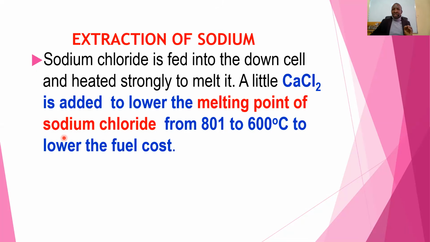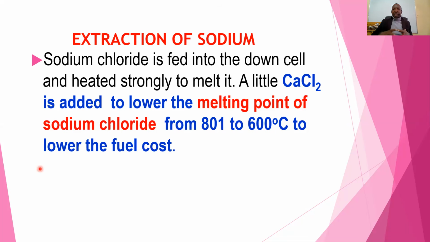So during the extraction of sodium, the sodium chloride is fed to the Downs cell, and it is heated strongly to melt it. We melt it so that we can convert it to mobile ions, which also makes it a good conductor, because we're using electrolysis. The solid sodium chloride cannot conduct electricity. So once it has been purified, it is fed to the Downs cell and then heated to melt it so that it can allow electrical conductivity.